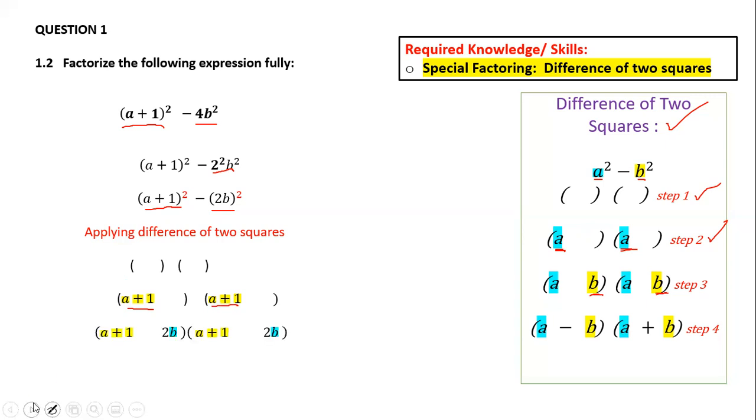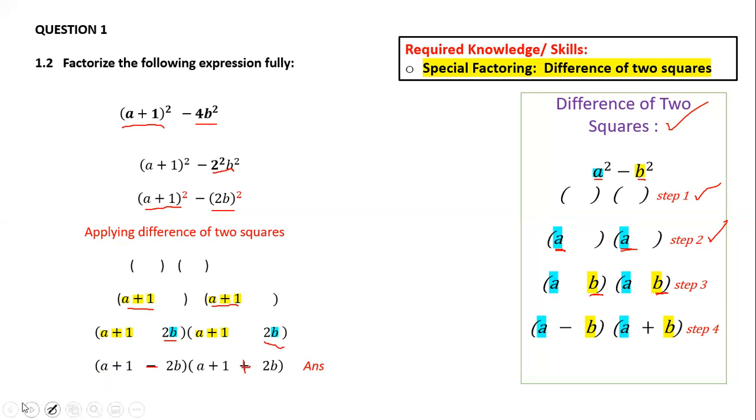Next, we write the second thing squared in the brackets. The second thing squared is 2b. So we write 2b in the first bracket, 2b in the second bracket. Next, we alternate the signs. So in this bracket, we write a minus. In the other bracket, we write a plus.